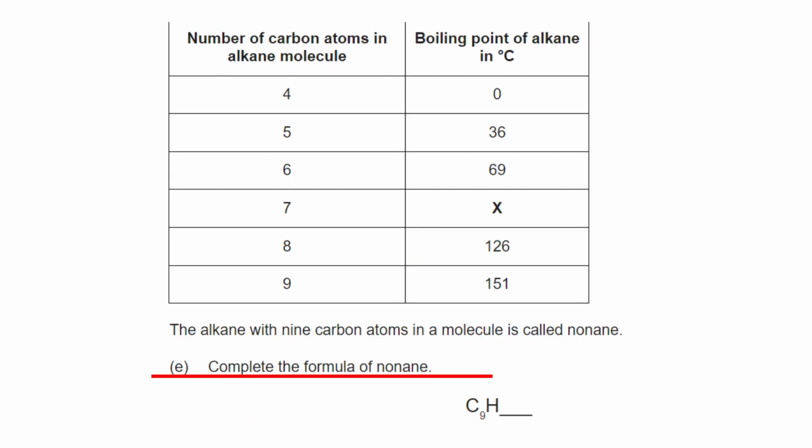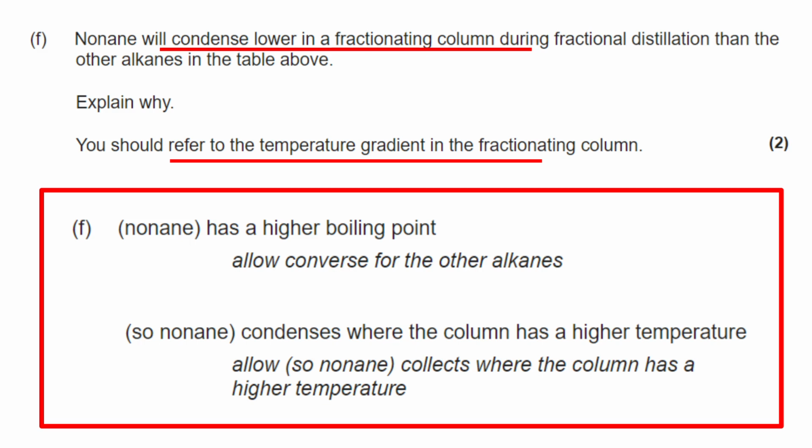So here's another question from real life. Complete the formula of nonane. I know it's an alkane, so it's going to be double the carbon atoms, that's 18, and then you add 2 on the end, it's 20. They might ask you what's the boiling point. I think 95 would be a reasonable guess there, but they'll generally accept any number in between the two within reason. Nonane will condense lower in a fractionating column.